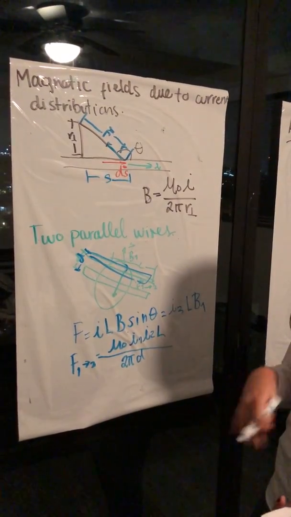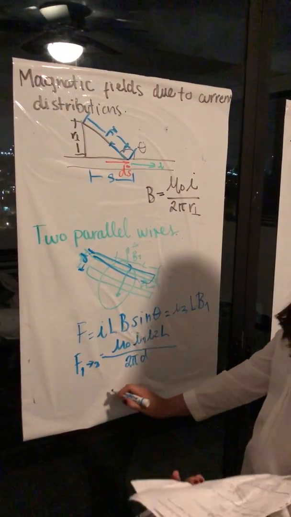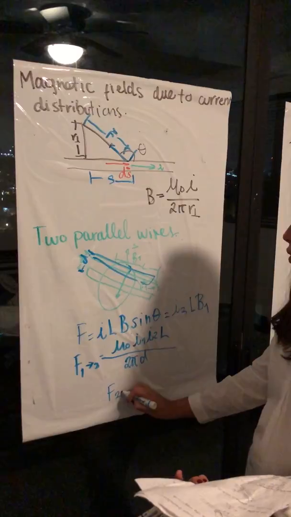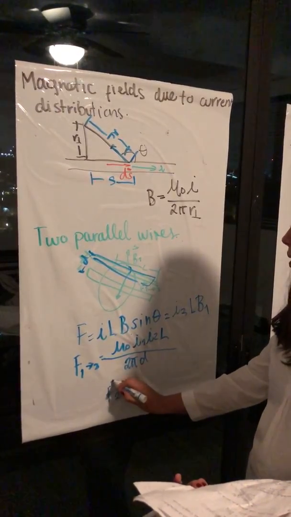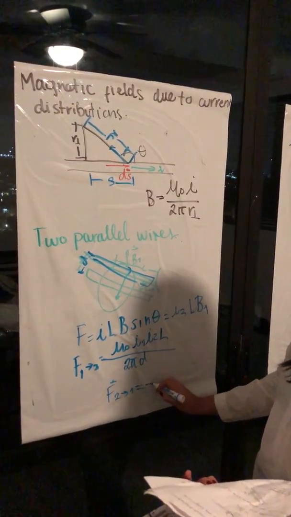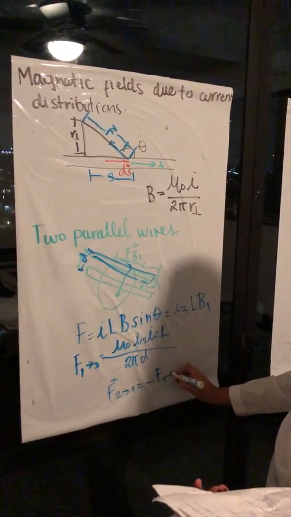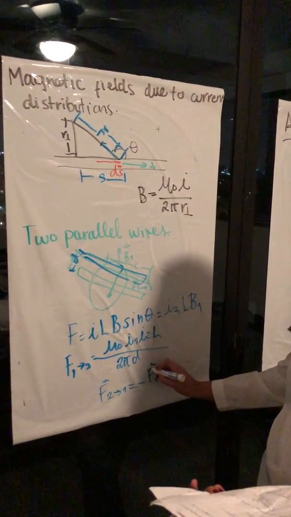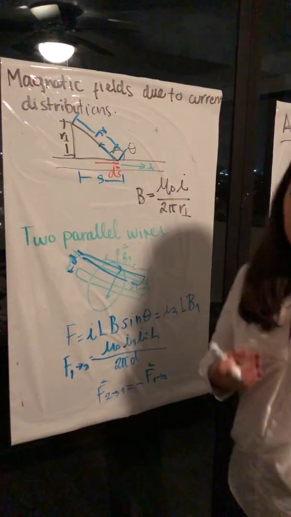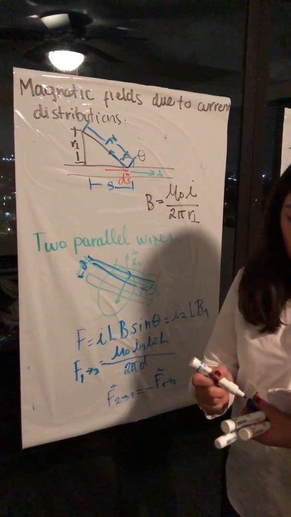And following Newton's third law, the force of 2 acting on 1 would be the same as the minus of 1 acting on 2. That is the simplest analysis that we can take from Newton's third law.